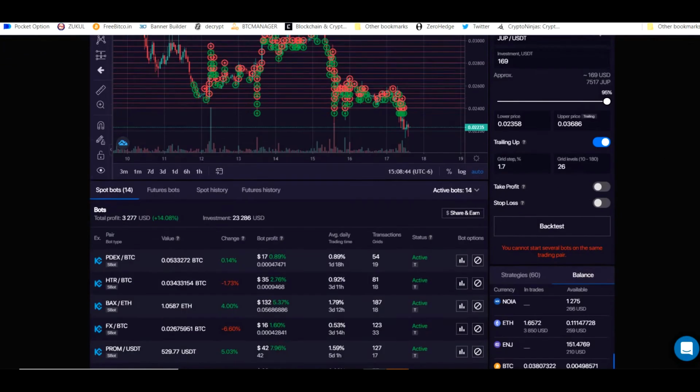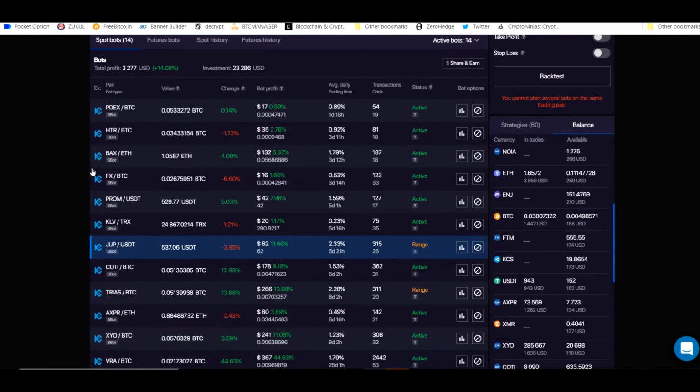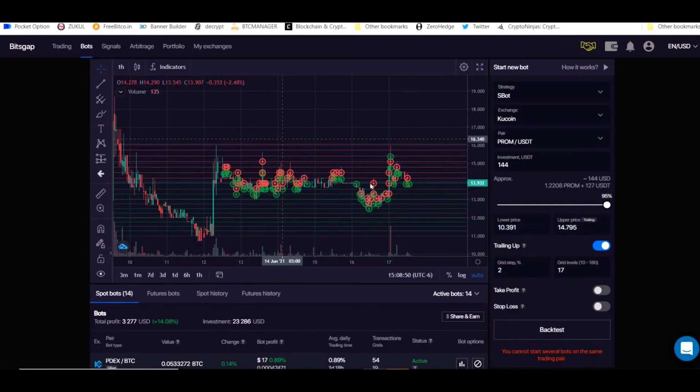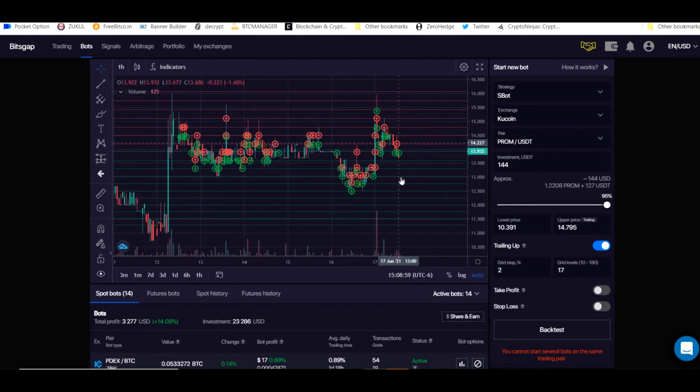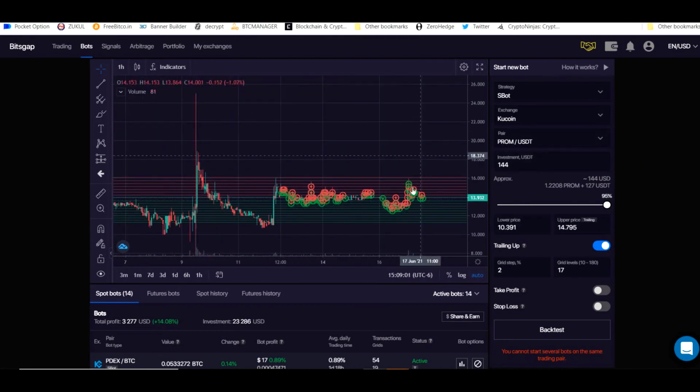So we're going to have to reset this JUP bot. Let's go ahead and do that. And we'll look at the PROM bot real quick and just see how it's performing. So that was that nice little pop-up through the wedge that we were looking at. And now we're back here in range. I'm going to keep this one running, but we'll see what happens. This shows some strength, so I'm hoping for a nice up.